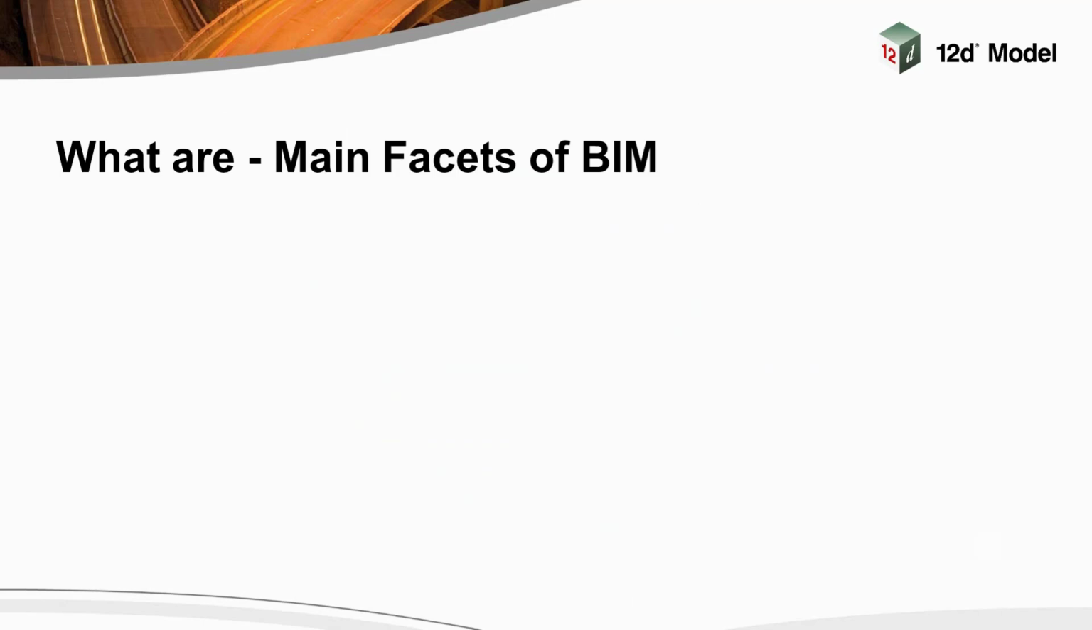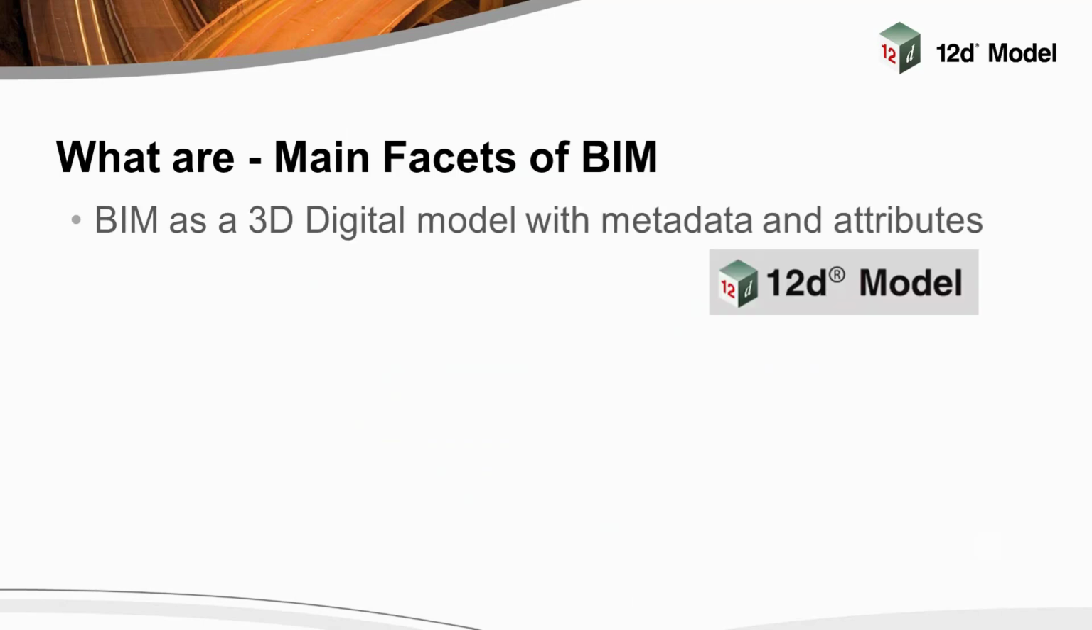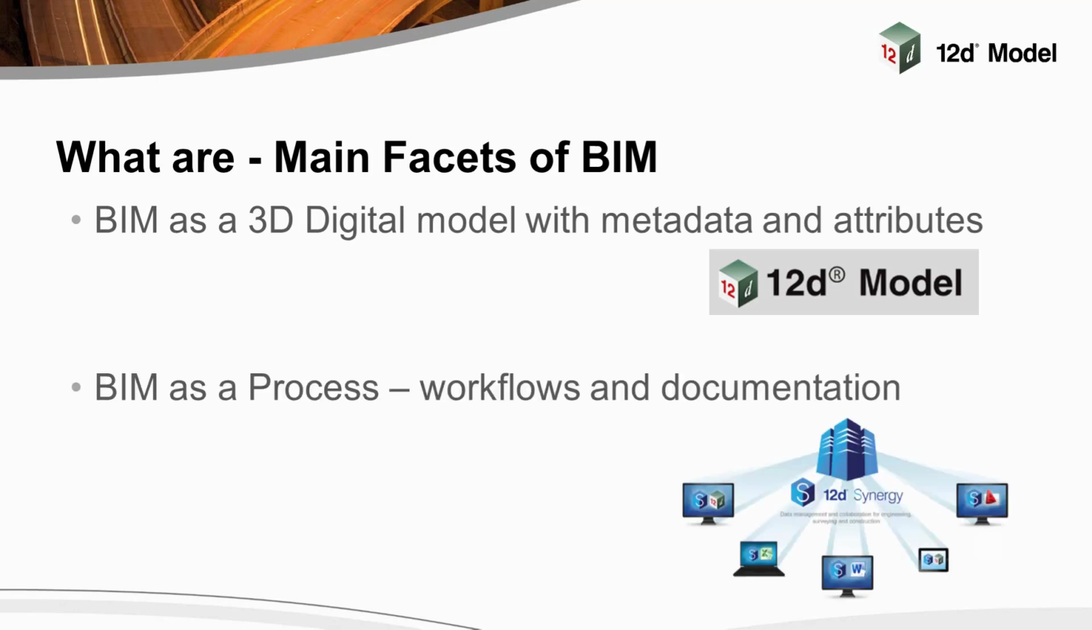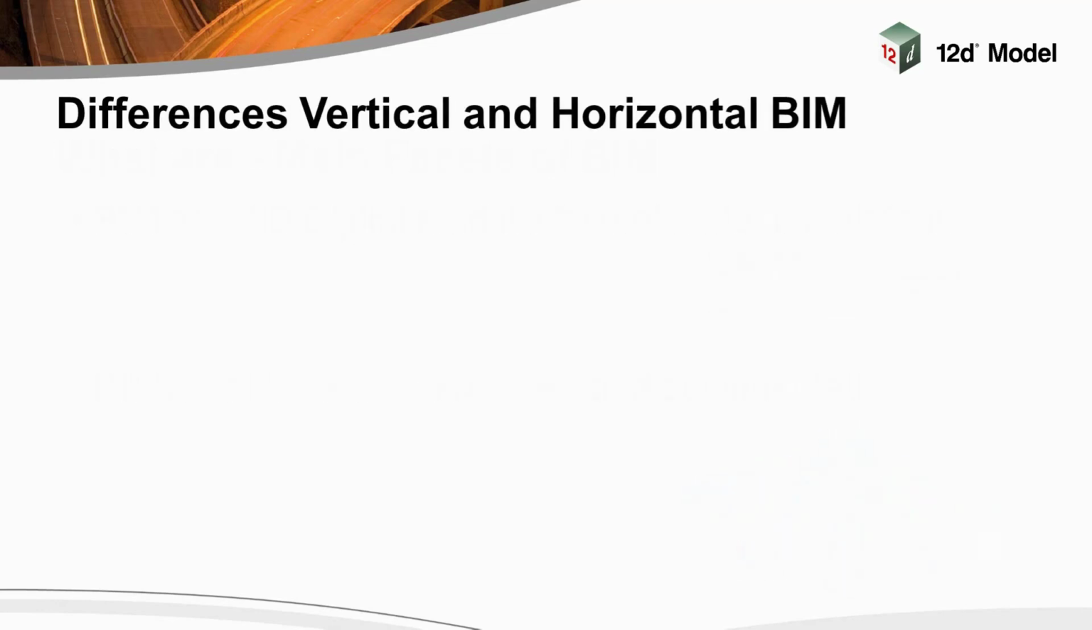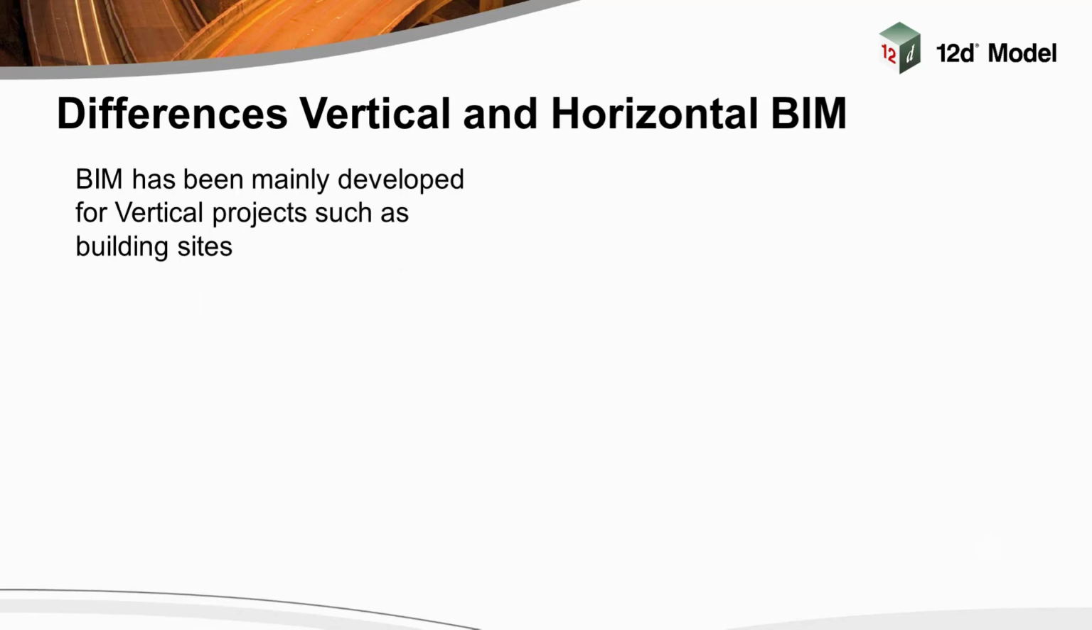What are the main facets of BIM? BIM is a 3D digital model with metadata and attributes. And obviously 12D covers that. We've always been a 3D digital with metadata and attribute software. And BIM is also a process, so workflows and documentations, and that's covered under our 12D Synergy application or software as well. So what are the differences between vertical and horizontal BIM?